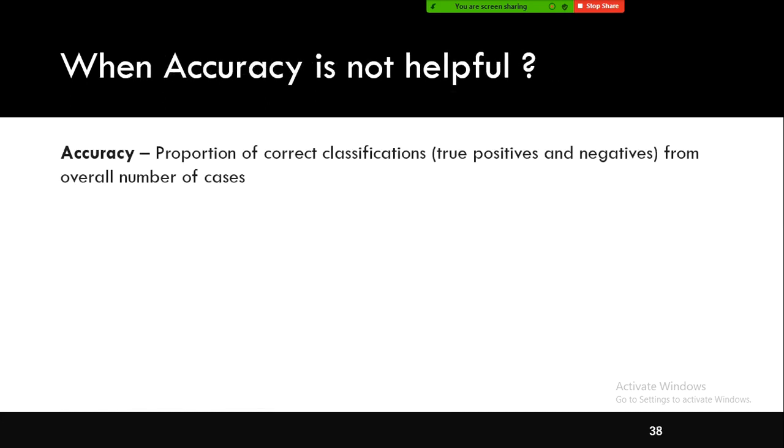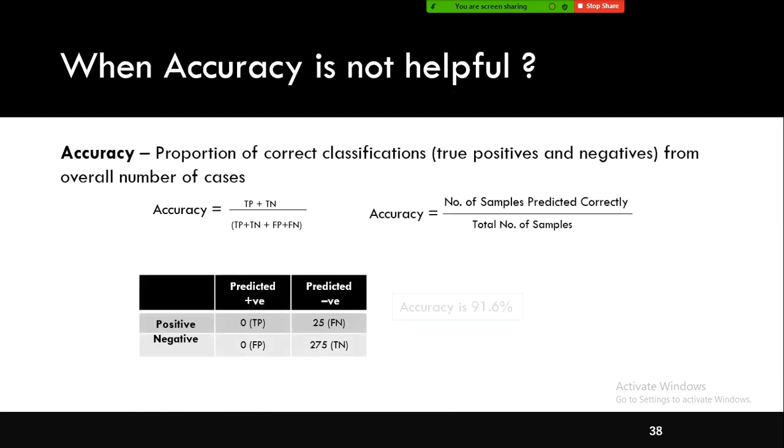Let's take another scenario. In this case, if you look here, the true positive is 0 and false positive is 0, and the values here are a little bit bigger. So when you plug in these values into the formula, true positive is 0 plus true negative is 275, and the numerator 275 divided by 300, you will get 91.6%. That means my model accuracy is very good.